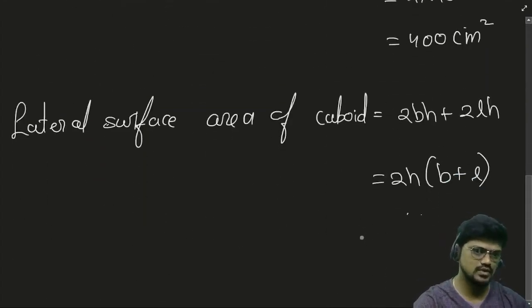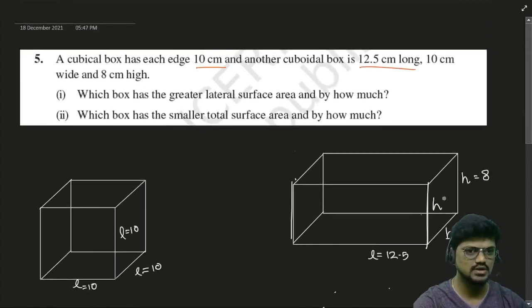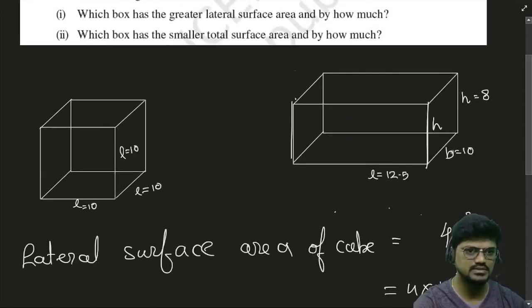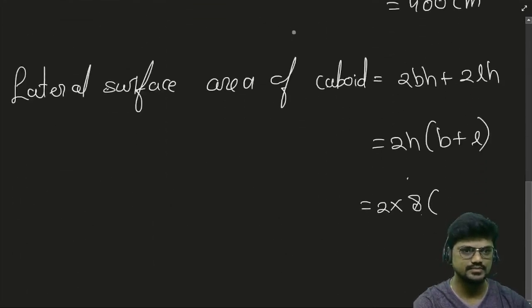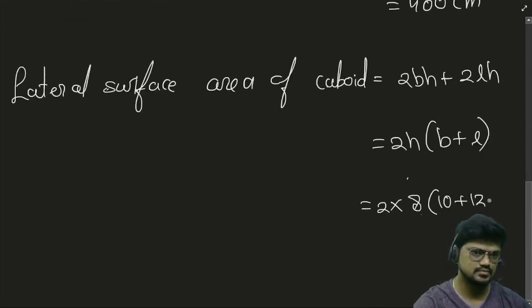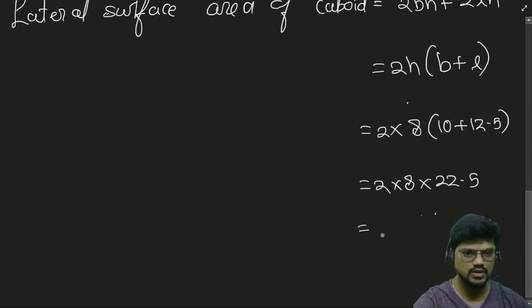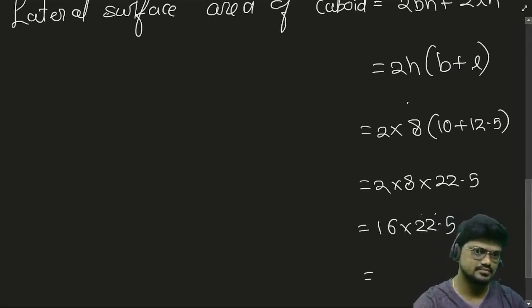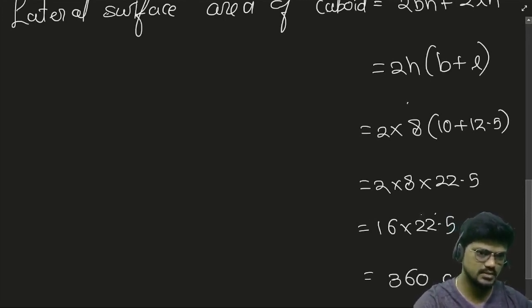So it will be 2 into the height, which is 8, and B plus L. The value of B is 10, L is 12.5. So that is 2 into 8 into 22.5. 2 into 8 is 16, into 22.5. So 16 into 22.5 is 360. The answer is 360 centimeter square.